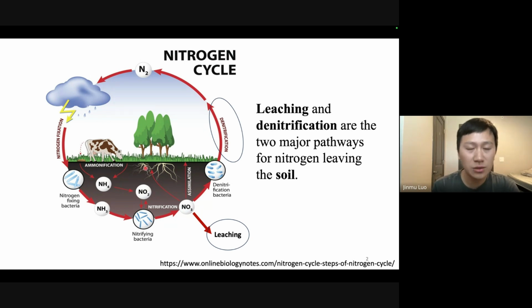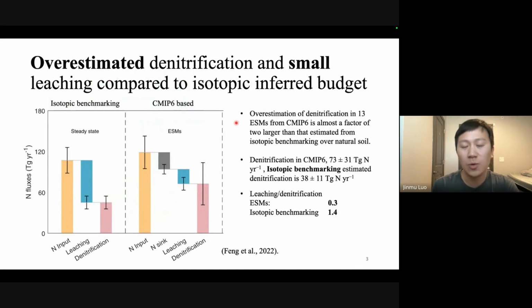As one of the basic nutrients in the Earth system, nitrogen can leave the soil through only two major pathways: leaching and denitrification. The first pathway, leaching, happens in the aqueous phase, which means that water is driving the nitrogen out of the soil. Denitrification is the second one, where bacteria turn nitrogen in the soil back to the atmosphere in a gas phase. So what's the problem? My study aims to figure out the fluxes of denitrification and leaching.